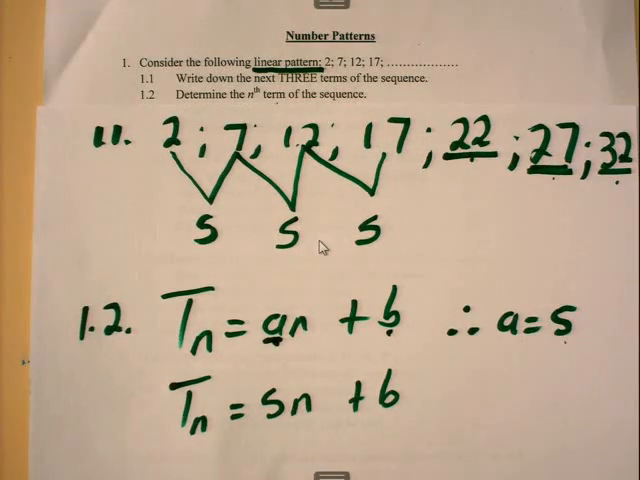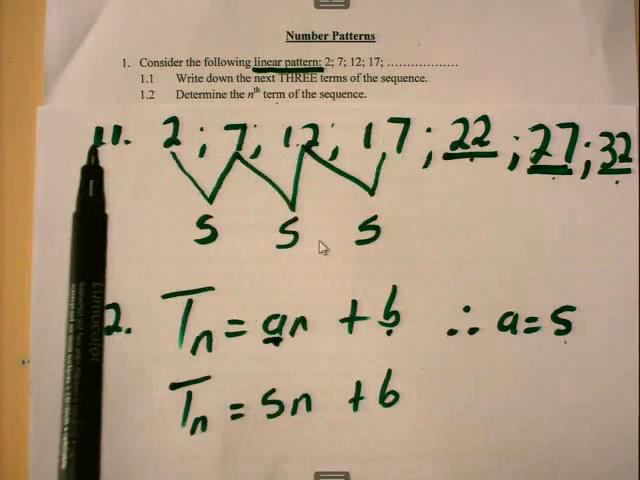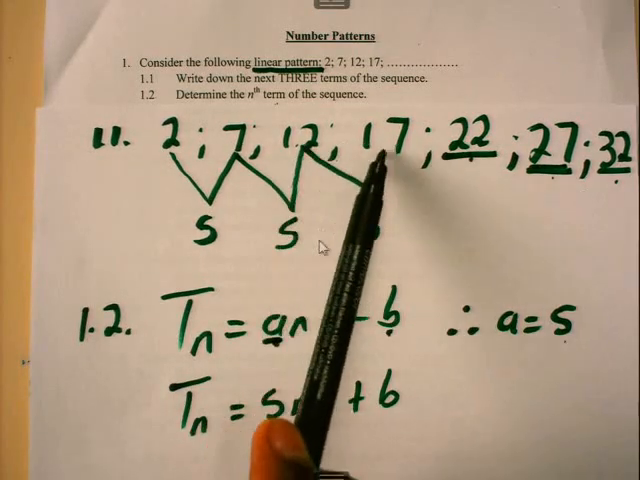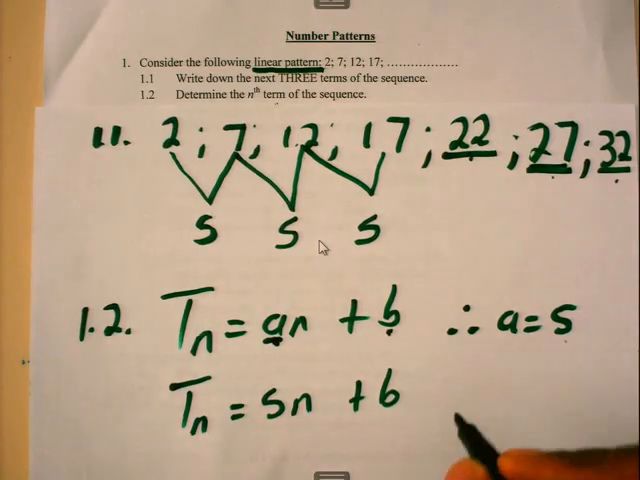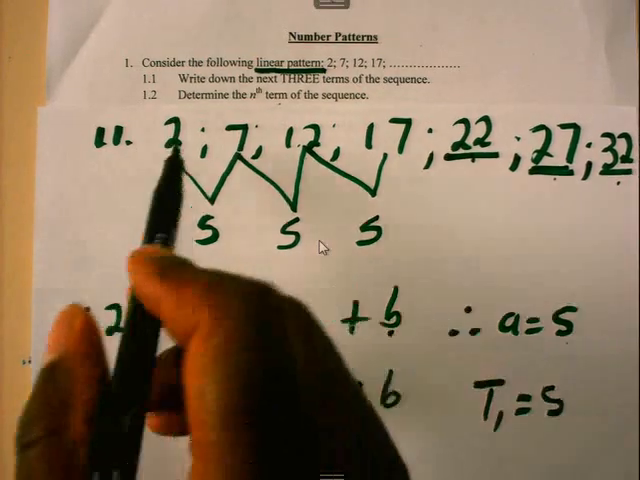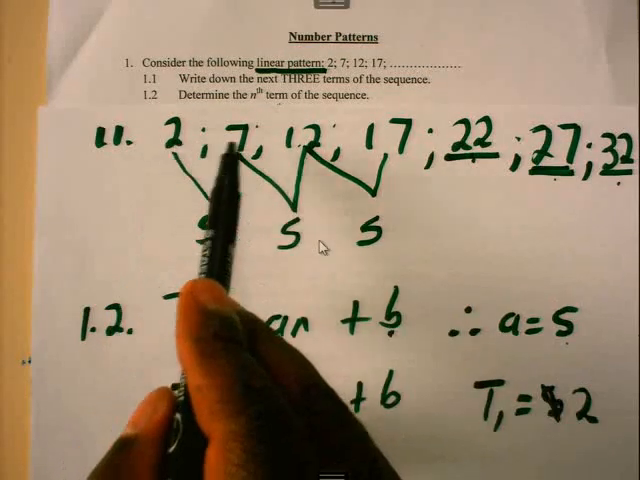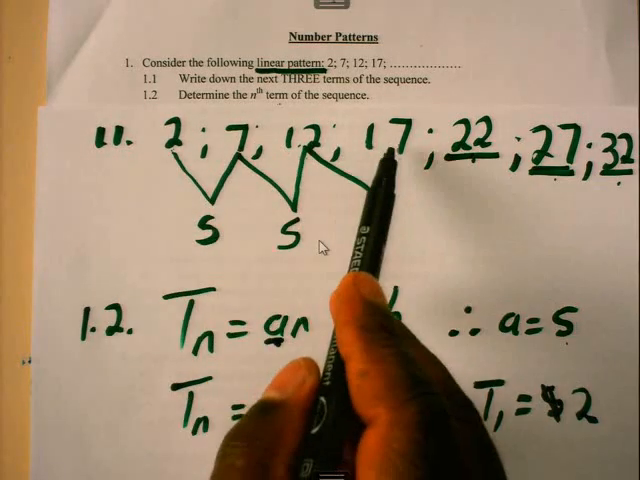To determine the value of b, we use these terms that are already given. You can say the first term is 2, the second term is 7, the third term is 12, the fourth term is 17, any one. But I always advise us to use term number 1, because substituting with 1 becomes so easy. Our first term is 2. Second term is 7, third term is 12, fourth term is 17.